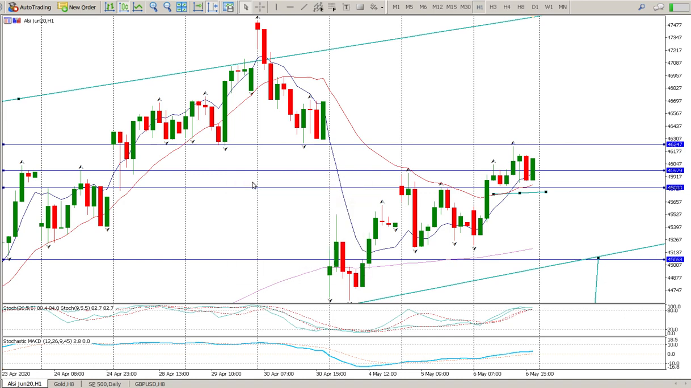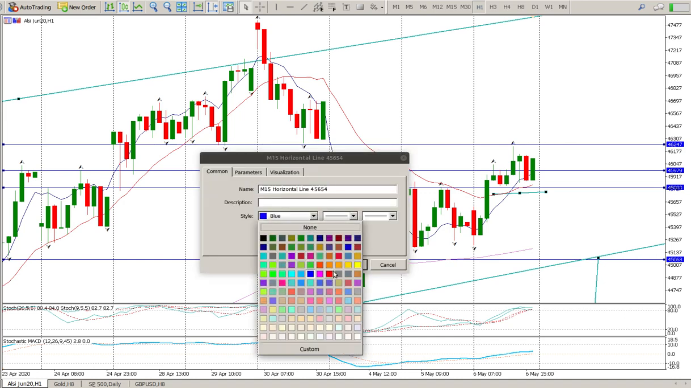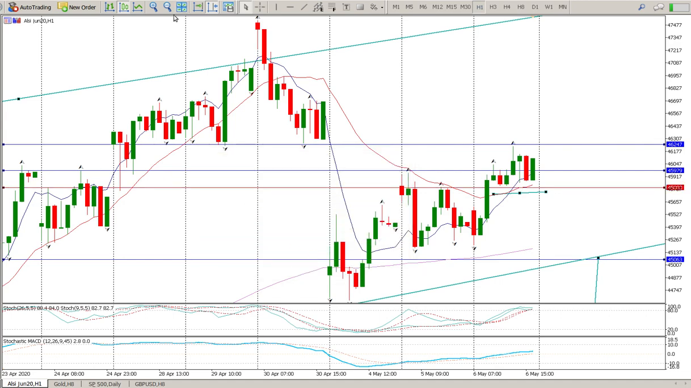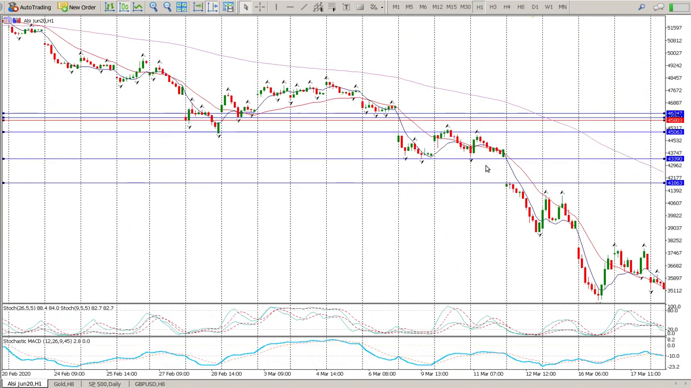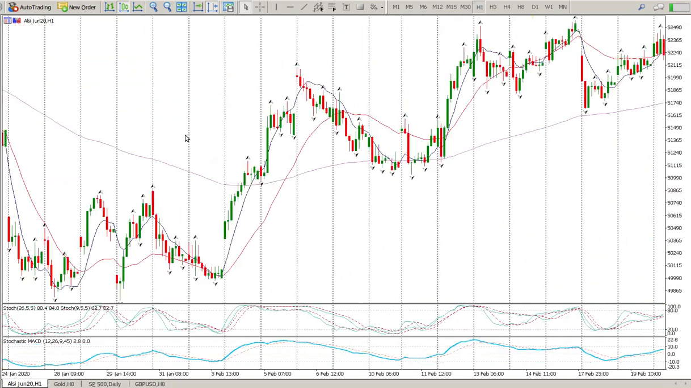Let's change this color quickly so we can look a little bit further to the left and see if we see anything else. You can see the significance of this area here of 45,975 that we've closed below. Look how often we have come up to this area. This red line here, yes, there has been some interaction there, so they're both fairly significant. Even looking further to the left, they are fairly significant there as well.